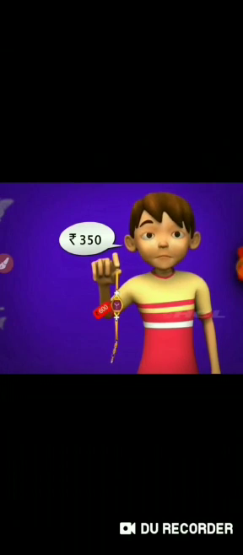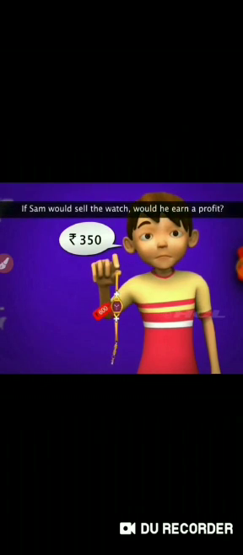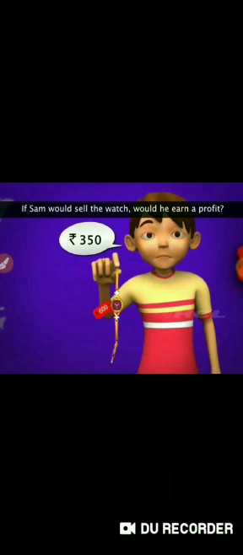The cost price of this watch is 600 rupees. If Sam would sell the watch, would he earn a profit? No, he wouldn't. The cost price of the watch is 600 rupees and the selling price of the watch is 350 rupees. Because the cost price is greater than the selling price, Sam would make a loss if he sold the watch.